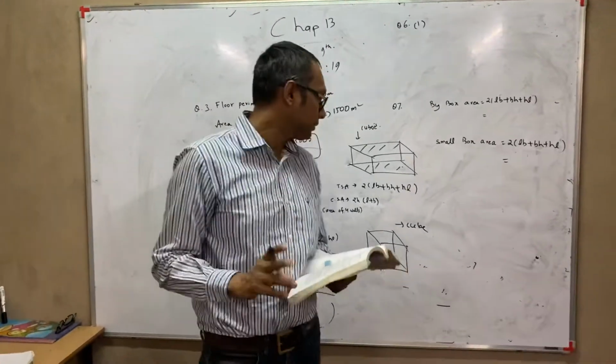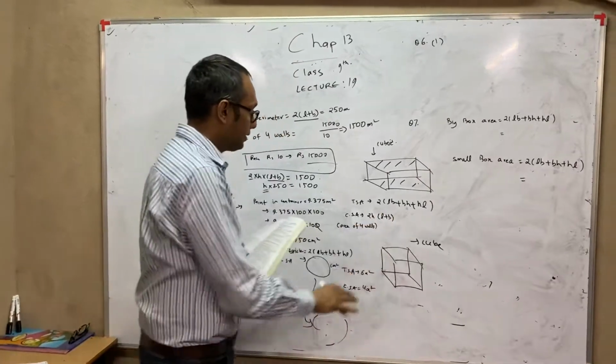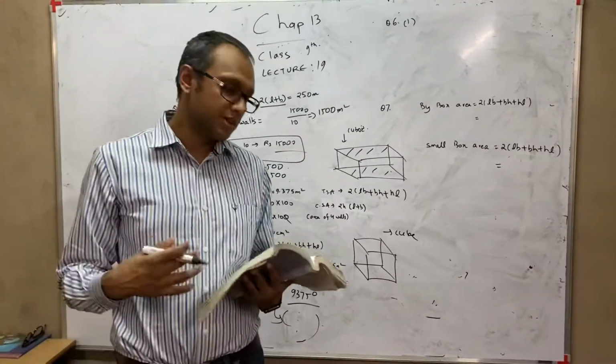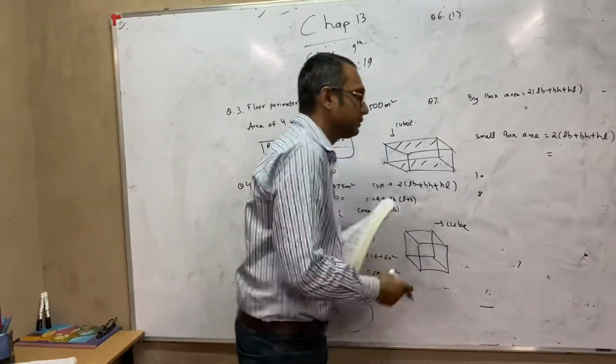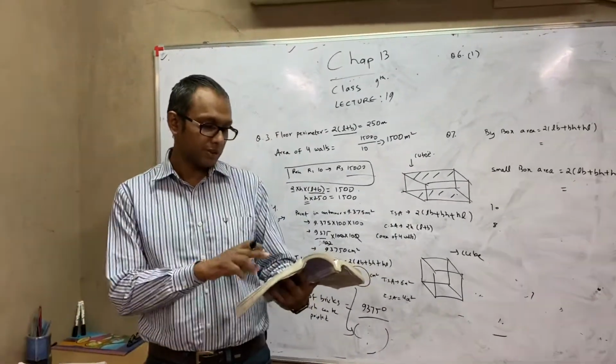So in the first part, you will find CSA of cuboid and CSA of cube, and then just compare which one is greater. And suppose cuboid is 10, cube is 8, so you just subtract it and say 2, so it is greater by 2 centimeter square or 2 meter square, whatever is the unit.